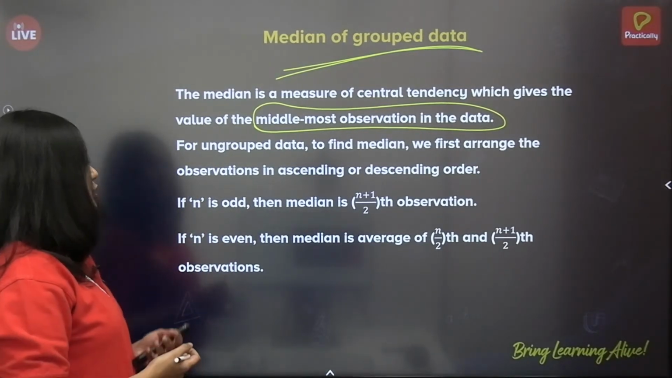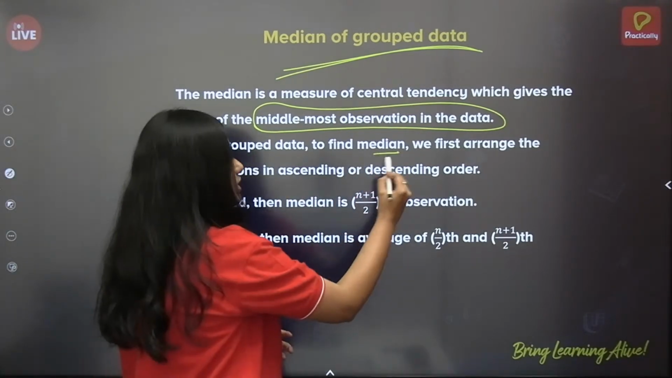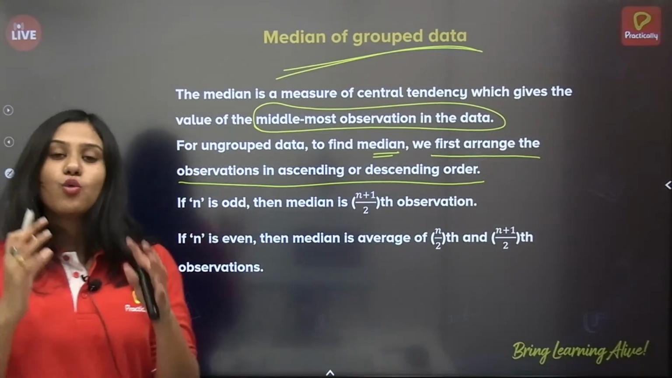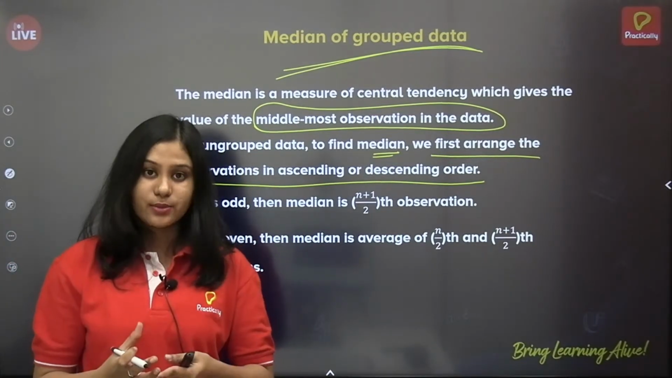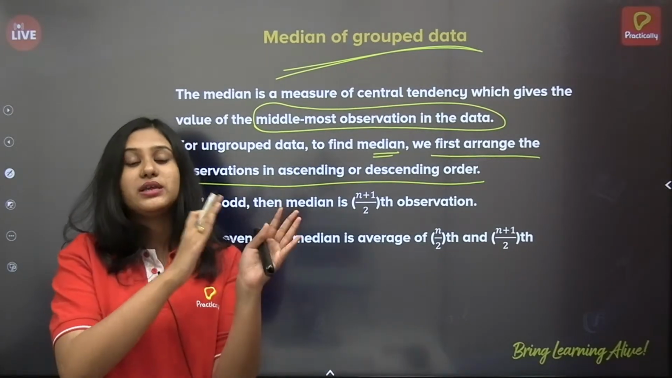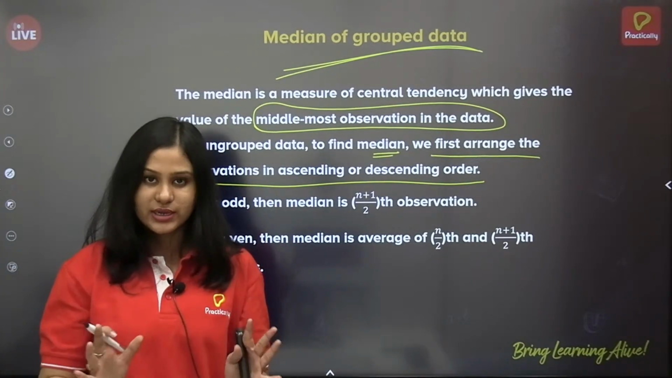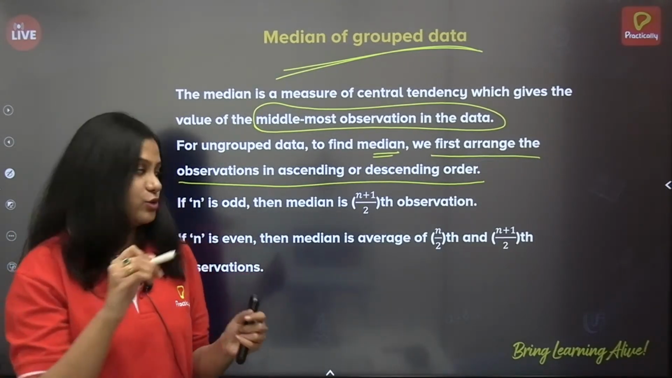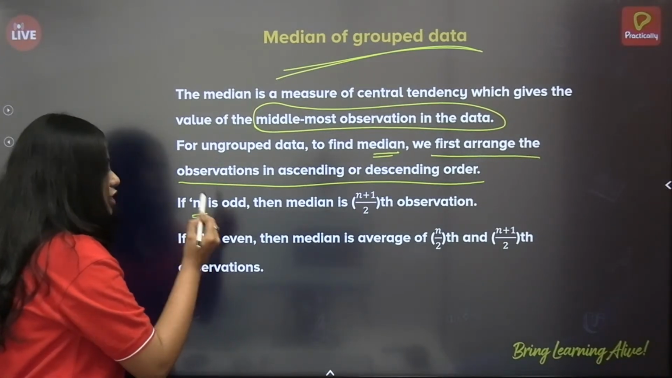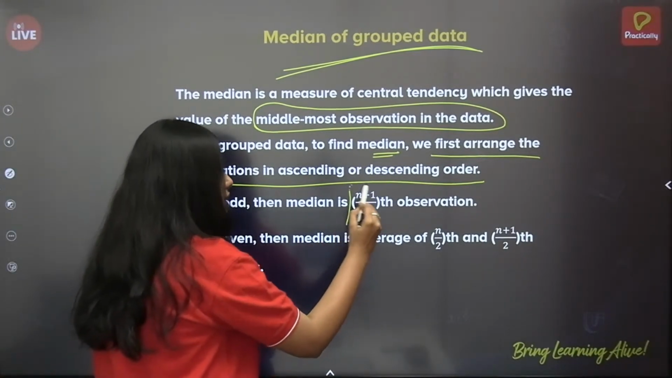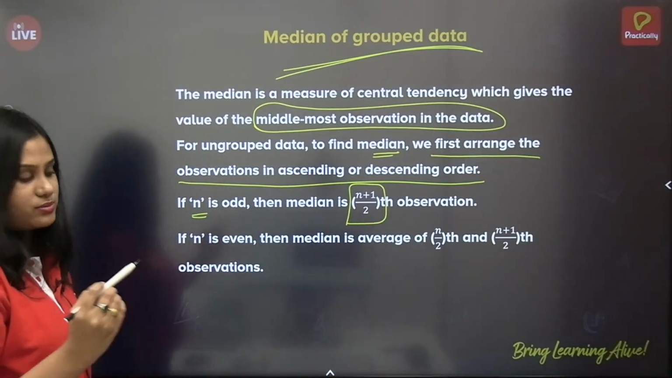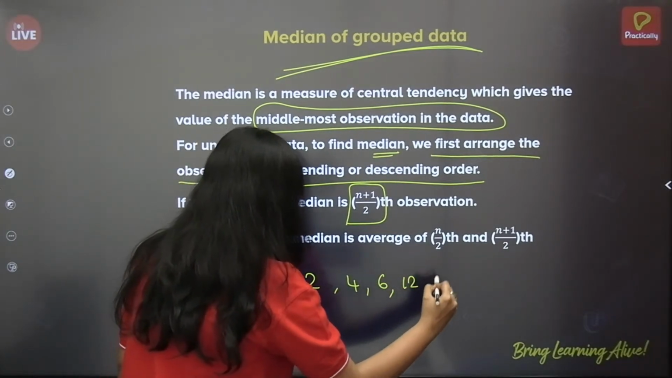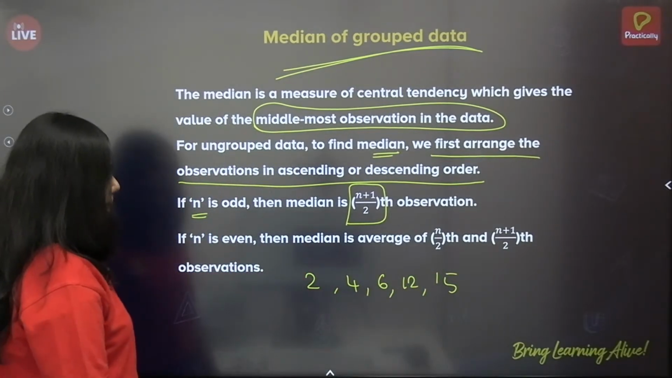Alright. So, for ungrouped data, to find the median, we first arrange the observations in ascending or descending order. Whatever raw or ungrouped data we get, we first arrange it in either ascending or descending order. After arranging, check the middle value. If the number of observations is odd, then the median is the (n plus 1) by 2th term. Suppose, let us see, 2, 4, 6, 12, 15.